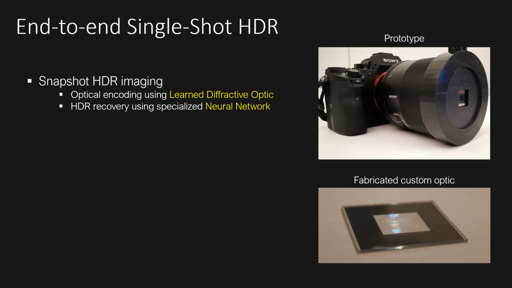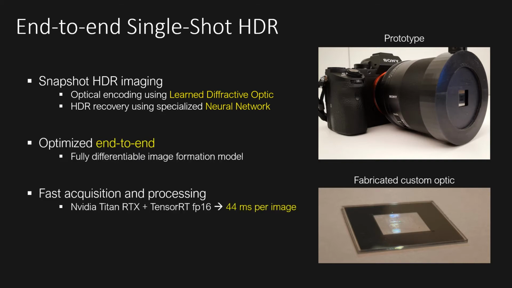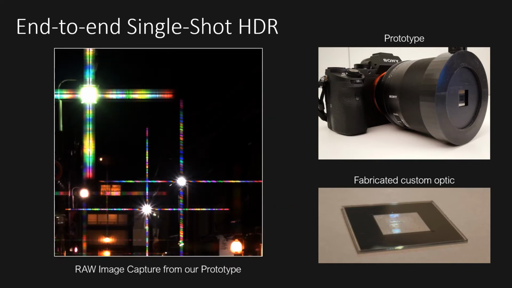We address this open problem by proposing a snapshot HDR imaging technique. Our method performs optical encoding using a learned diffractive optic and recovers the latent HDR image using a specialized reconstruction network. Both the optic and the network are optimized end-to-end using a fully differentiable image formation model, and inference runs at real-time frame rates. Even when initializing our method with a Dirac peak, the learned encoding optically multiplexes HDR regions into nearby unsaturated regions. A capture is shown here.